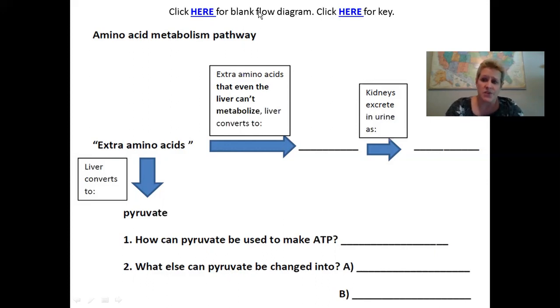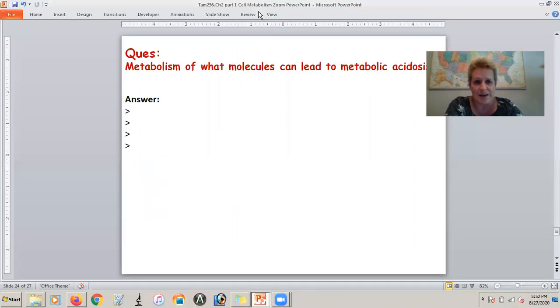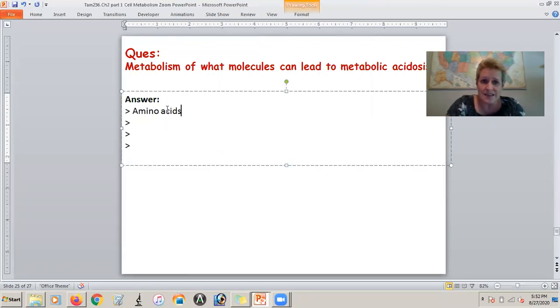In another slide, we'll talk about problems with amino acid metabolism. But first, I want you to think. We've talked about lots of things that, when your body metabolizes them and when they're floating around in your bloodstream, will drop your blood pH, and that's called metabolic acidosis. Hint, hint: if it ends in the word acid, it's going to make your blood pH drop. Think of some molecules like what we just talked about, amino acids. They've got the word acid in them, so you know they can drop the blood pH.